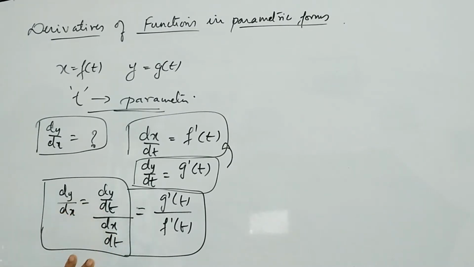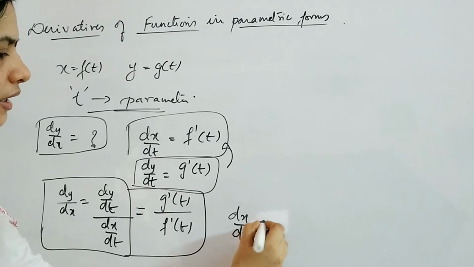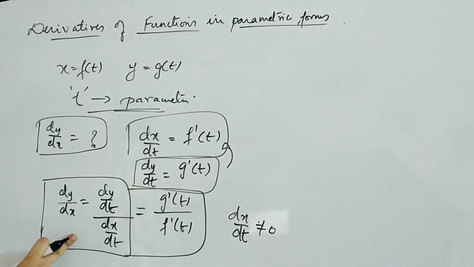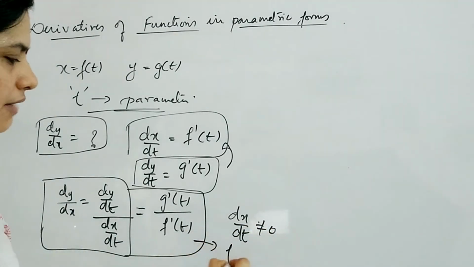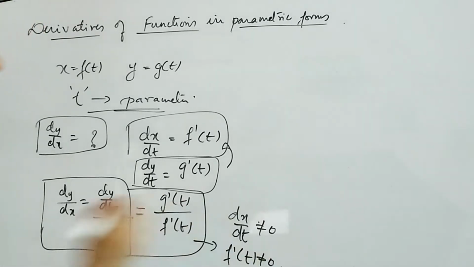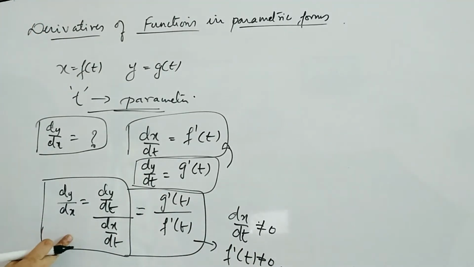Provided the denominator should not be equal to 0. If you are taking this definition, then f dash of t should not be equal to 0, or you can say dx by dt is not equal to 0. If you are getting 0, you cannot find this. So this is the thing which you have to study, and we will use this in the problems.